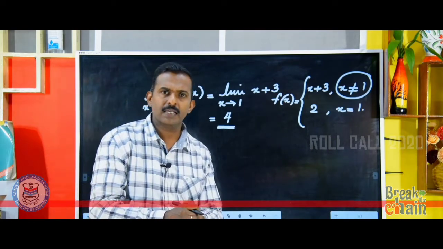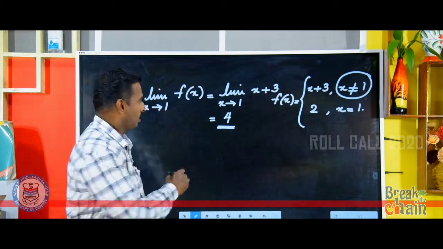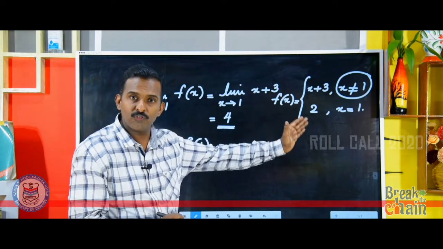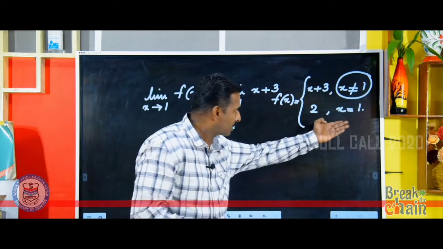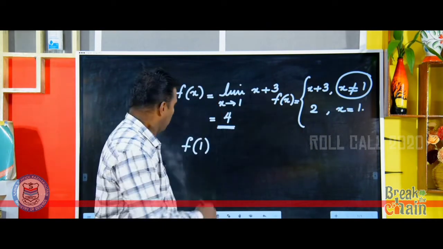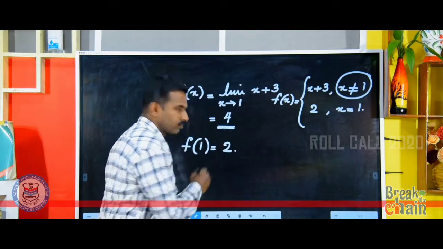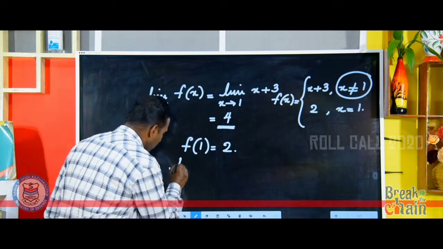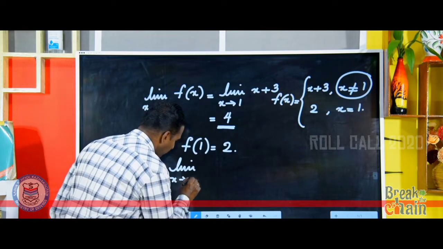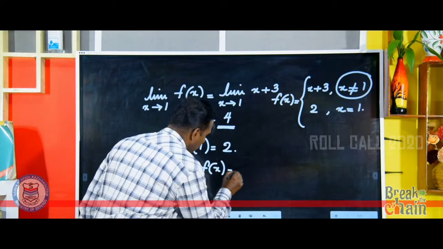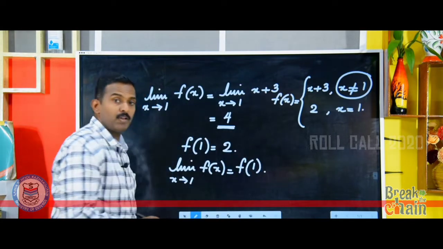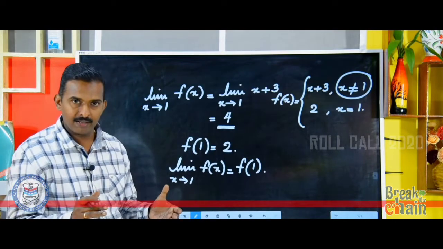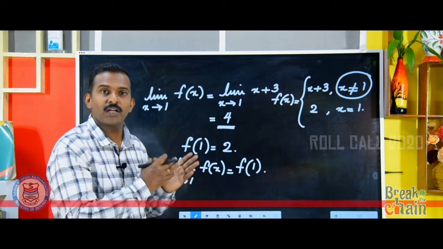Now, if the limit exists, we will calculate the function value. What is f of 1? Value of the function at x equal to 1. At x equal to 1, the function takes the value 2. f of 1 is equal to 2. But 2 and 4 are not equal. That is, the limit value at 1 is not equal to the function value at 1. I will again repeat. The limit value of the function is not equal to the function value at 1.